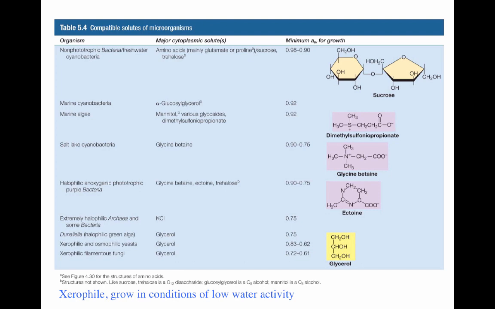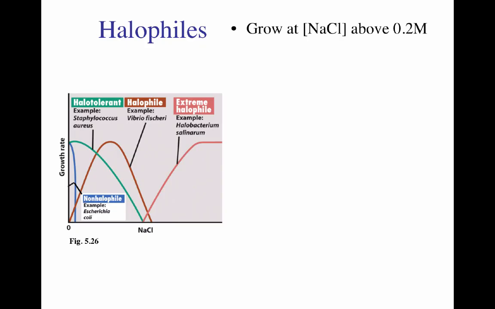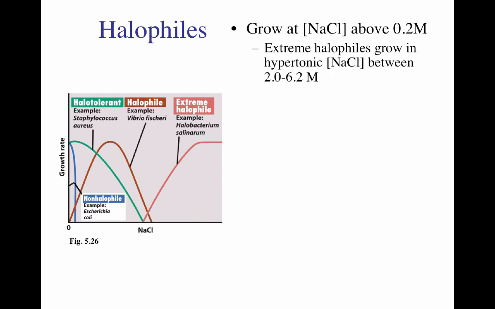One word that I want to bring to you is xerophile. Xerophiles are microorganisms that are able to live in low water activity conditions. Which brings me to the halophiles, which are microorganisms that grow in the presence of high concentrations of sodium chloride or salts. Now, some of them are going to grow at much higher levels. So the extreme halophiles, like Halobacterium salinarum, are able to thrive in sodium concentrations of 6.2 molar.